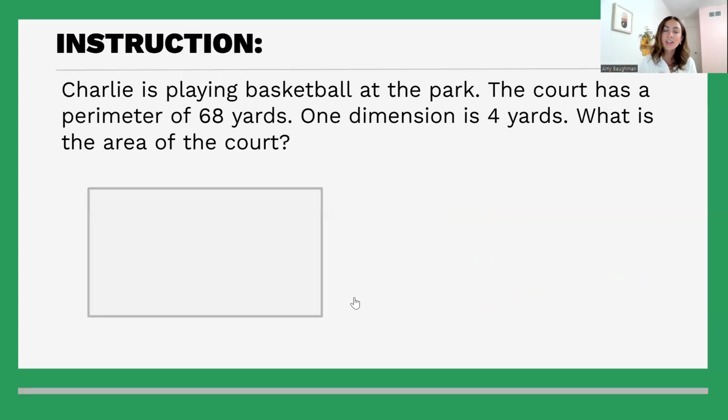Next problem. Charlie is playing basketball at the park. The court has a perimeter of 68 yards. One dimension is 4 yards. What is the area of the court?